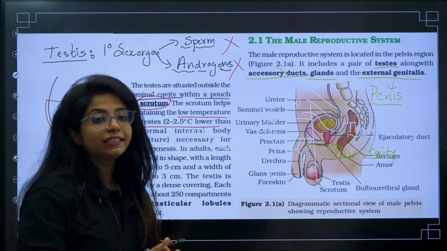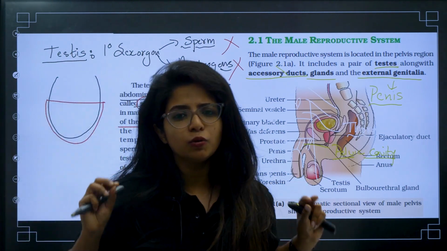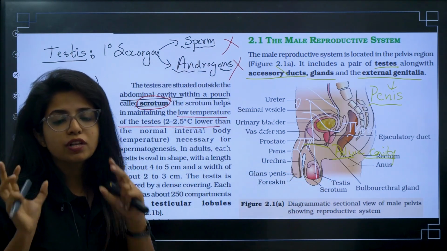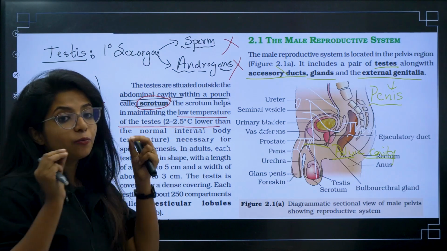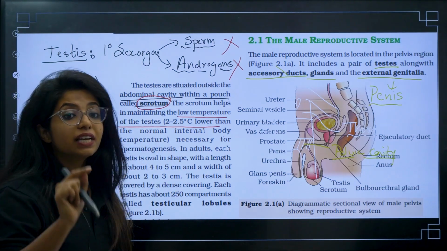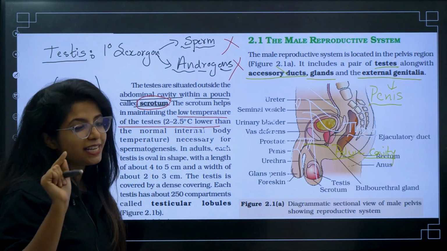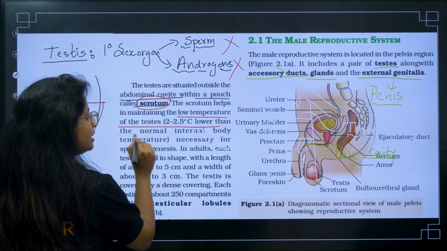So what is one condition that the testis has asked for? That please put me outside the human body inside a pouch, and what is this pouch known as? Scrotum. And what is the temperature difference? 2 to 2.5 degrees Celsius lower than the human body temperature. Please remember these small details.